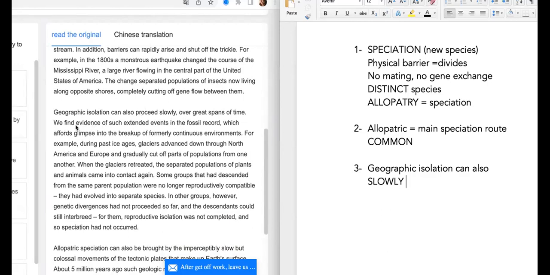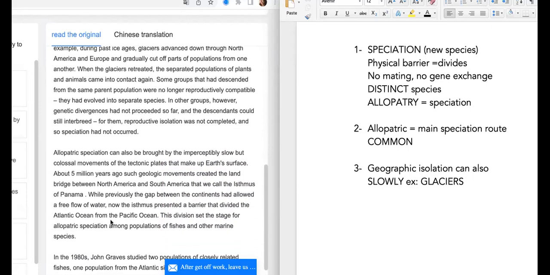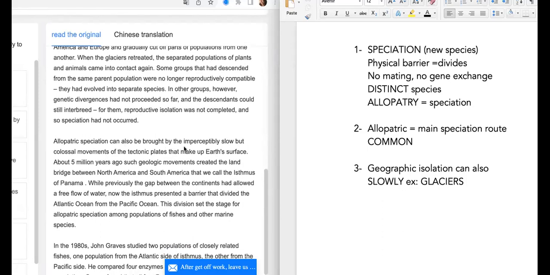Over great spans of time, we find evidence of such extended events in the fossil record, which affords a glimpse into the breakup, okay, blah, blah, blah. For example, okay, so in this example of slow geographic isolation, we've got glaciers, right? Glaciers during the Ice Age, and then they're going to tell me how it happened there with the glaciers. Okay. Allopatric speciation can also be brought by the imperceptibly slow but colossal movements of tectonic plates. Okay, so another way it can happen.